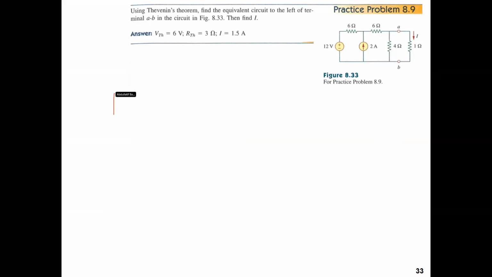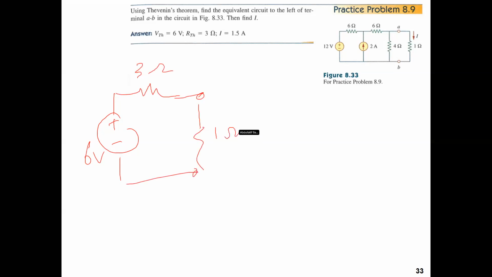So that's what we do now after we determine VTH, which is 6 volt, RTH in series with it, 3 ohm, reconnect the 1 ohm resistor that we removed earlier, and then find I. So now you could see how easy it is to find I if we use the Thevenin technique. Compare that if we don't use the Thevenin, we need to use KCL here, including the 1 ohm resistor, and solve the two equations.